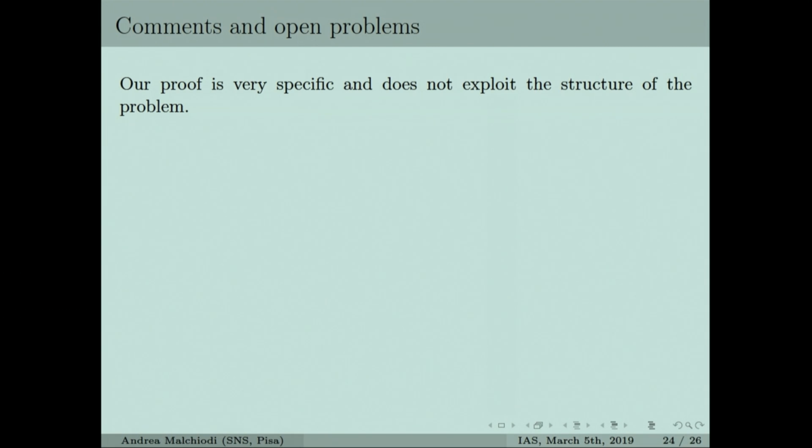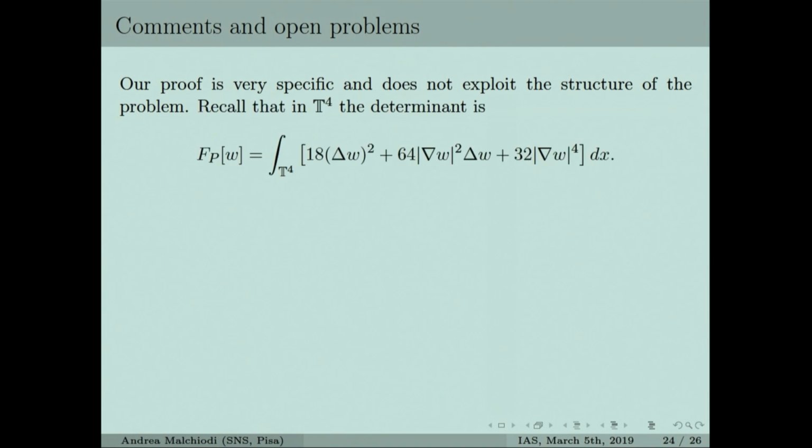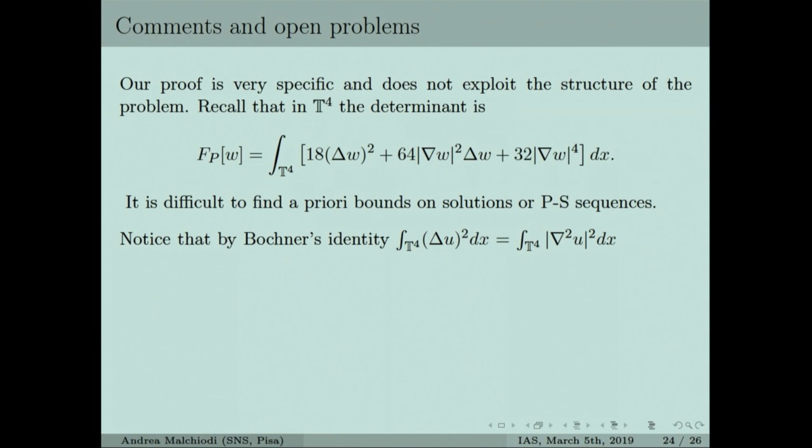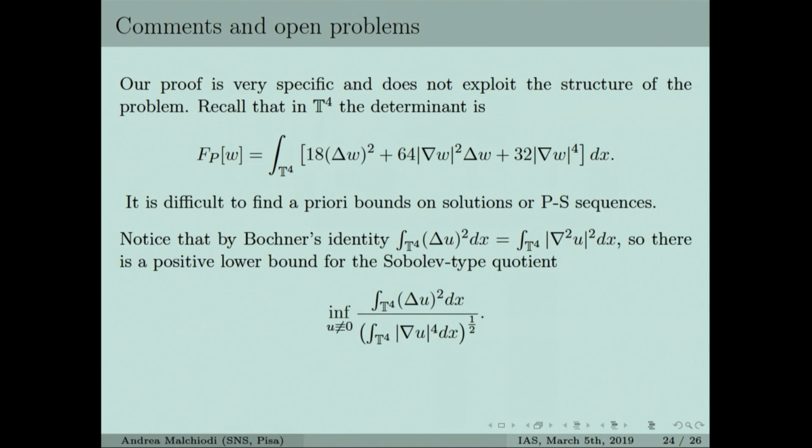As I said, our proof for the existence of a second solution is very specific. Recall that on the torus, the determinant of the Paneitz operator has a nice simple expression. So it's very hard to control Palais-Smale sequences by any means. And this problem is related to another Sobolev type inequality. By Bochner's identity, the Laplacian squared integrated is equal to the Hessian squared. And in 4 dimensions, by the Sobolev inequality, you have this quantity which is bounded from below. So it's a higher order Sobolev type inequality, and understanding the extremals for this would be useful, I think, to understand also critical points of this energy.